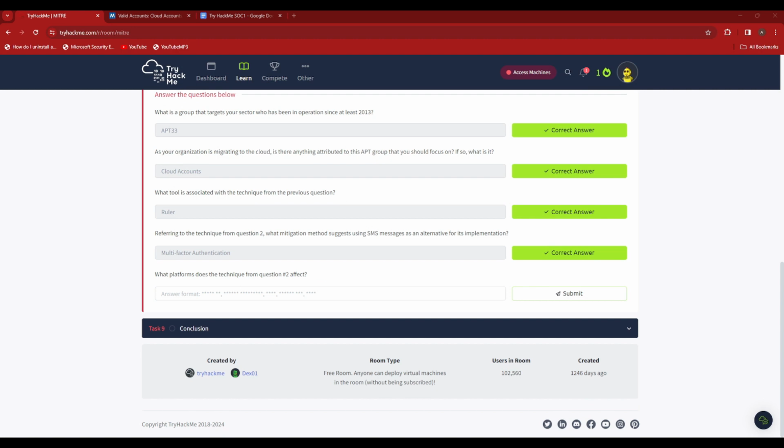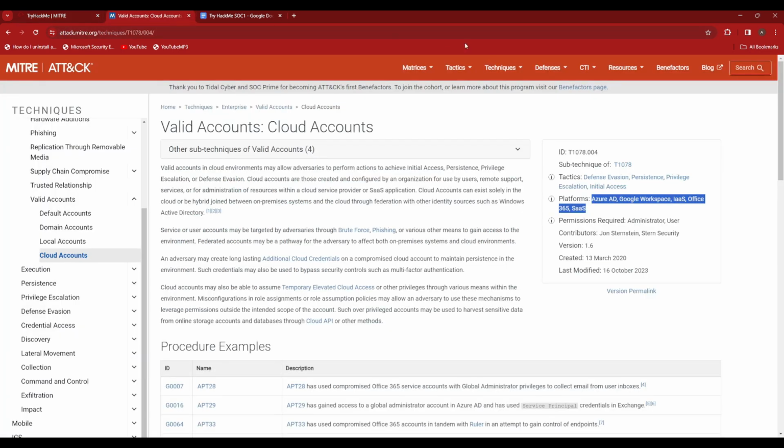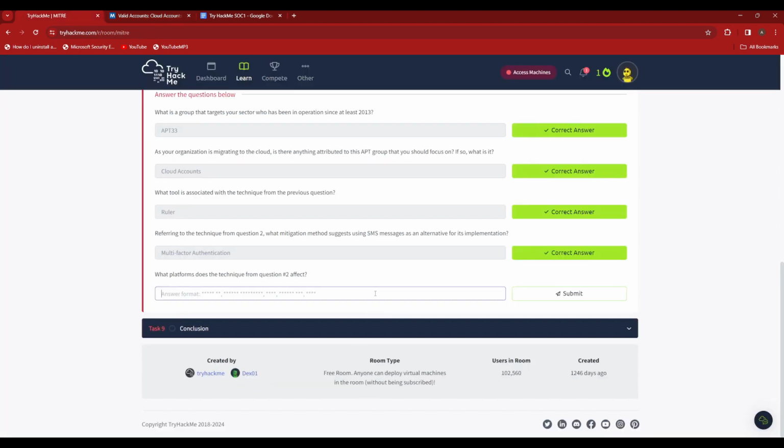Okay, and to finish everything off, the final question is, what platform does the technique from question 2 affect? So I went back to cloud accounts and I searched around a little bit, and what I found was right here on the right side, platforms. We're going to copy and paste that. Looks like Azure, Google Workspace, IaaS, infrastructure as a service, Office 365, and software as a service. So go ahead and plug that in for the final answer.